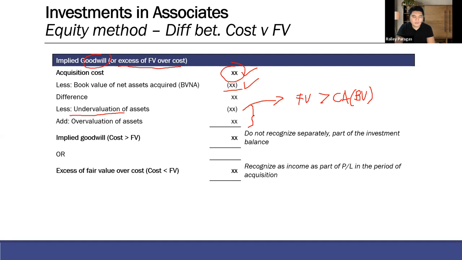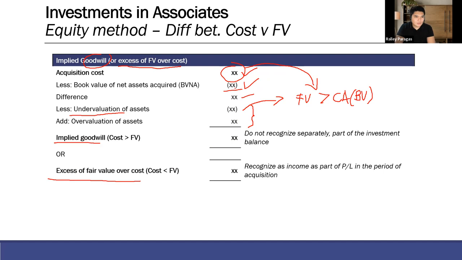Yung undervaluation difference, i-deduct mo dito sa initial difference na na-compute natin dito. That's the reason why, babalik din yan kapag overvaluation. A portion of the acquisition cost or a portion of the book value is attributable to the overvaluation. Kaya i-add back mo siya. So any difference will result to either implied goodwill or excess of fair value over cost.